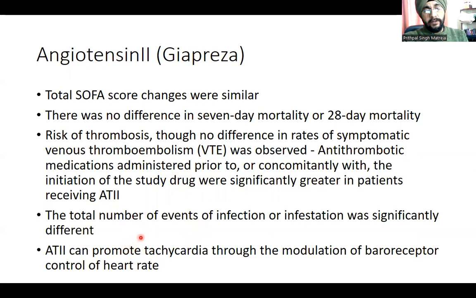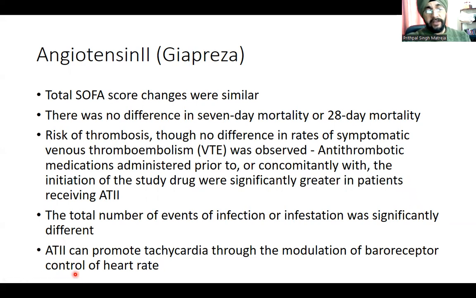The other adverse event was that infection or infestation was significantly higher in patients receiving angiotensin 2. Now, studies conducted on angiotensin knockout mice have shown that they are more susceptible to infections. On the other hand, mice who have angiotensin 2 are more resistant to infections.